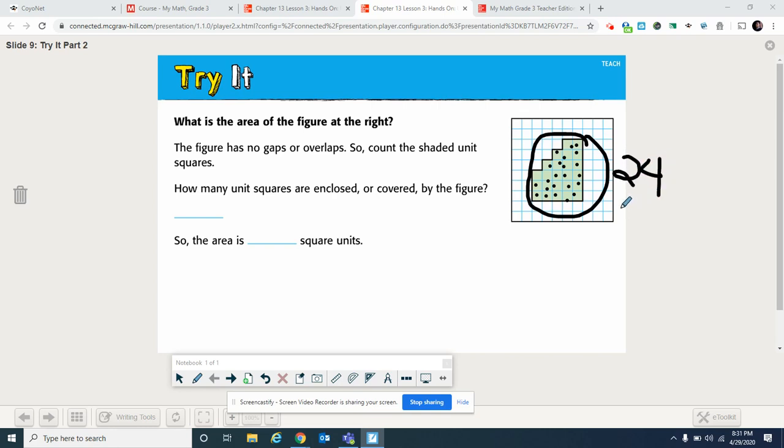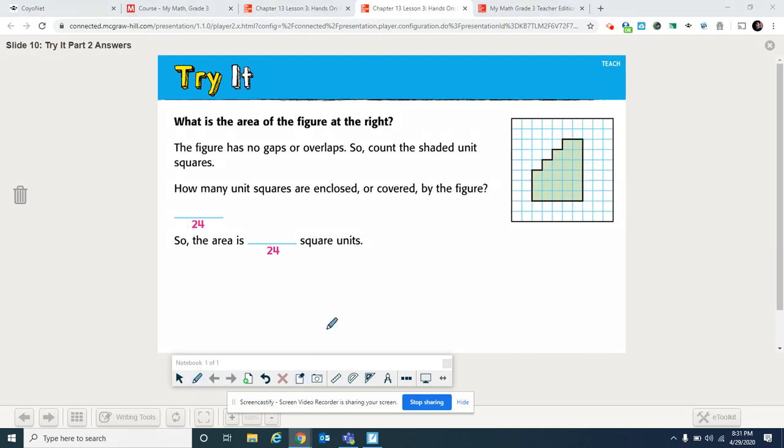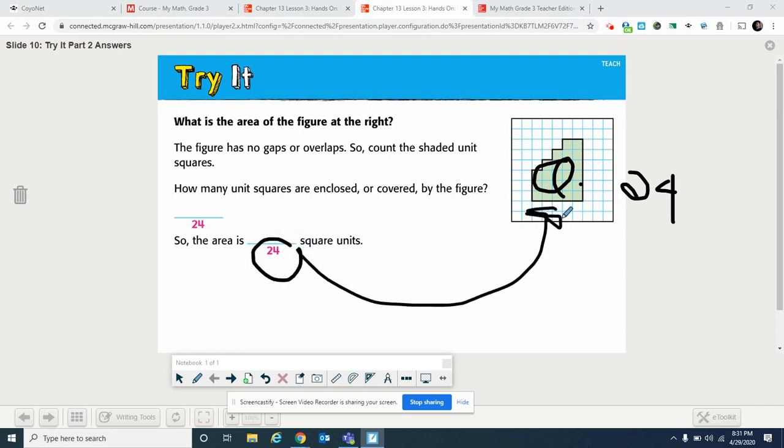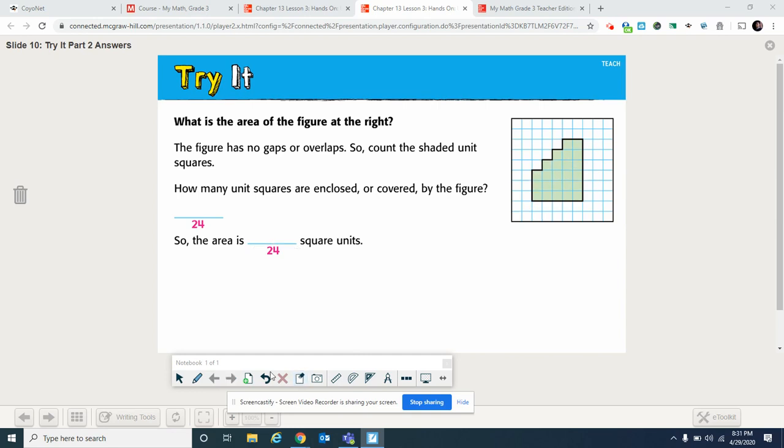Now let's go ahead and check our answer. So we are correct. We just count all the squares inside that were enclosed in the figure. Boom, we got 24 squares inside. So the area is 24 square units. Awesome. Good job, class. Okay, now let's move on.